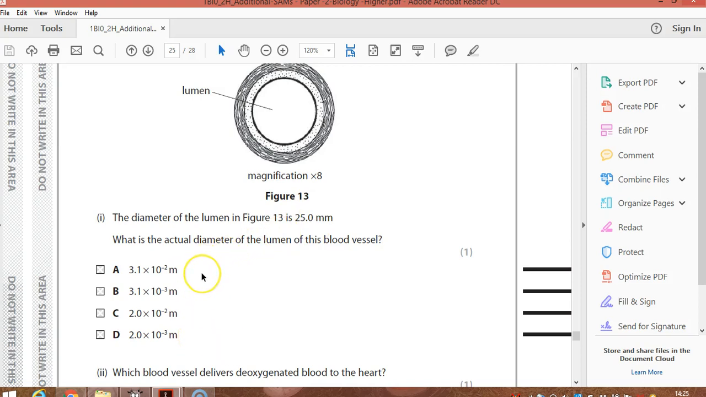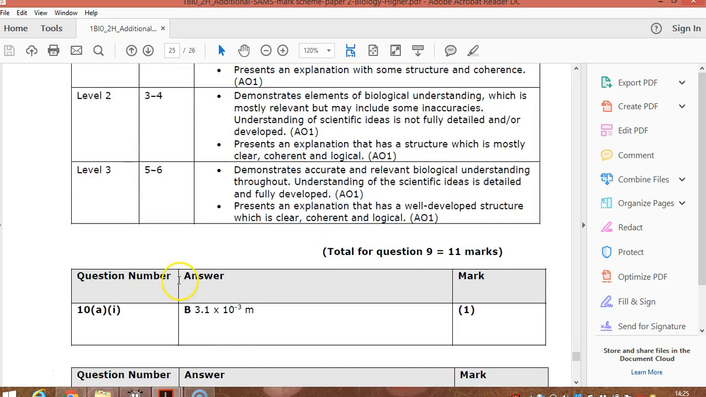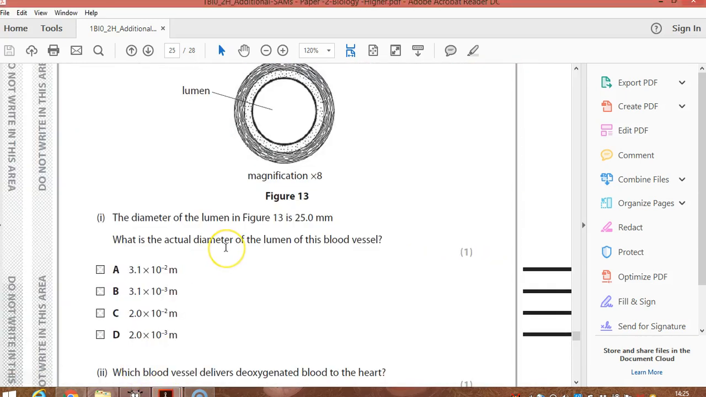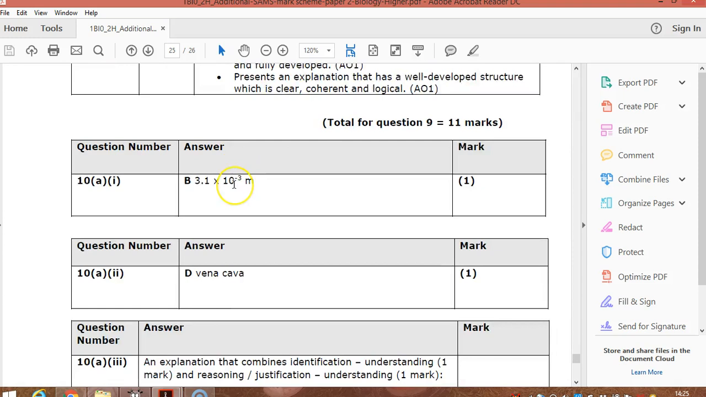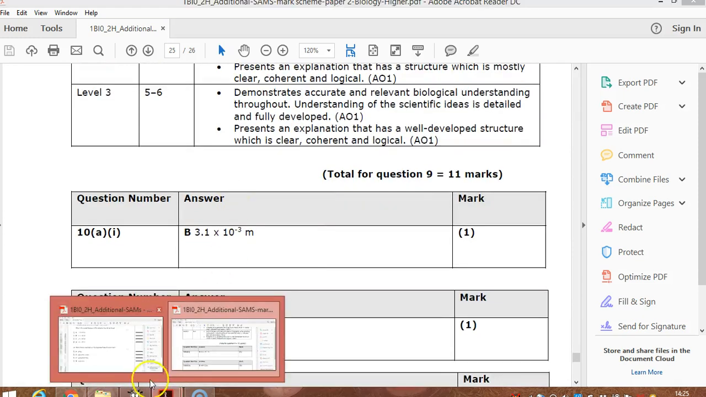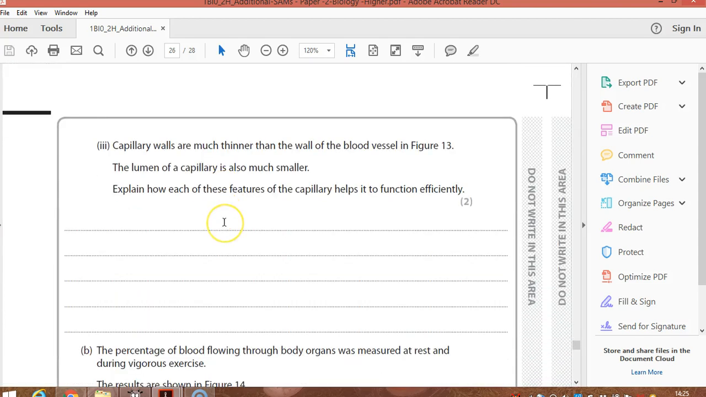So is it 3.1 times 10 to the minus 2 meters, 3.1 times 10 to the minus 3 meters, 2.0 times 10 to the minus 2 meters, or 2.0 times 10 to the minus 3 meters? Off we go. The answer is 3.1 times 10 to the minus 3 meters. So there you go. Which blood vessel delivers deoxygenated blood to the heart? Is it the aorta, the pulmonary artery, the pulmonary vein, the vena cava? It is the vena cava. So the pulmonary vein has to go through the vena cava first.